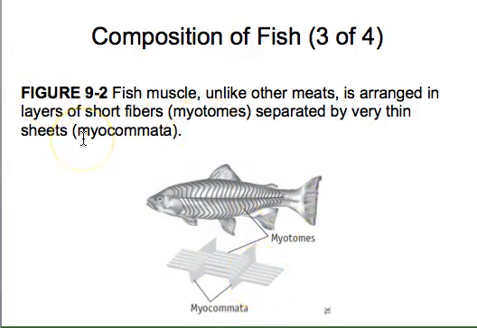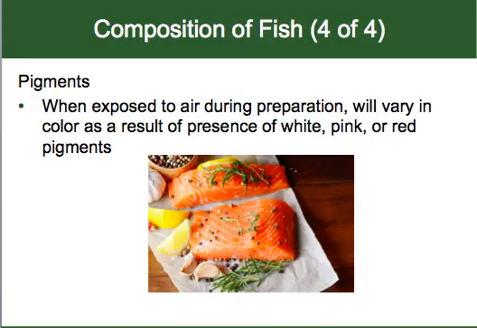Myotomes and myocommata. So the structure of the muscles and the fact that the collagen breaks down to gelatin easily contribute to that nice flakiness that we get with fish. When a fish is perfectly cooked, it'll flake very easily with a fork. Another aspect of the composition of fish is pigments.